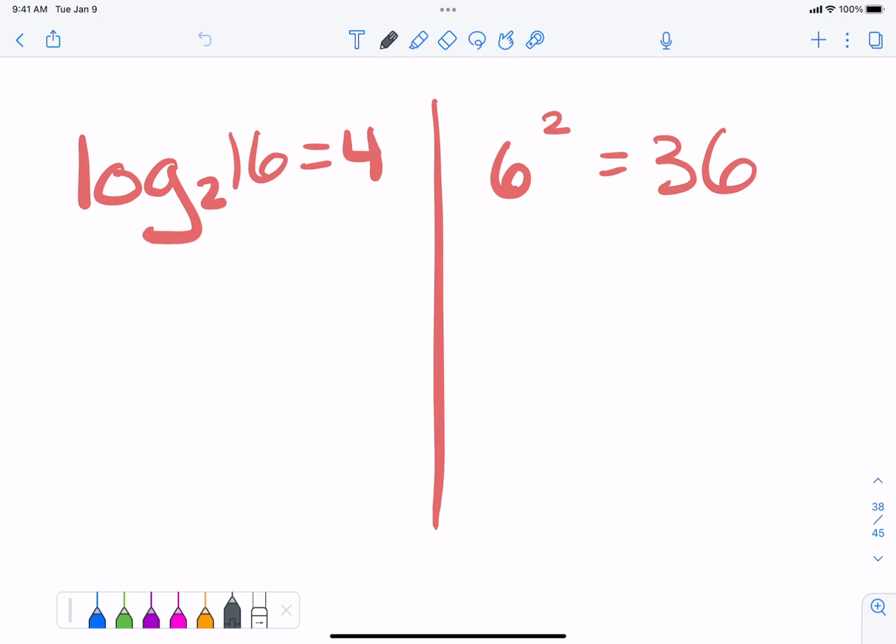So here's the deal. Here's your first question. Ready? These are two separate questions, and the problem here is flip them to the alternate form. So if it's a log, make it an exponential. If it's an exponential, make it a log. We'll do the easy ones first, right? Okay.